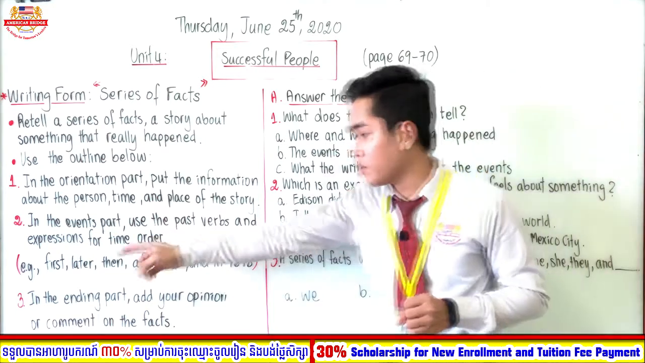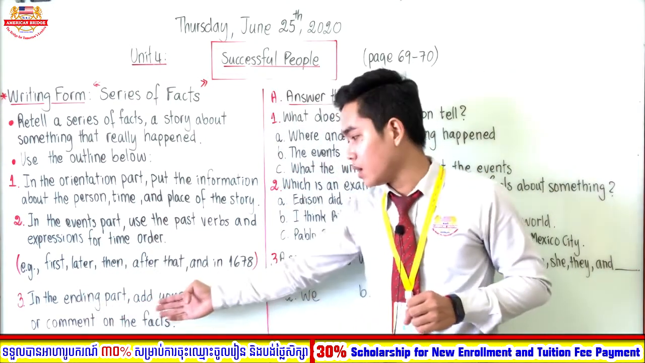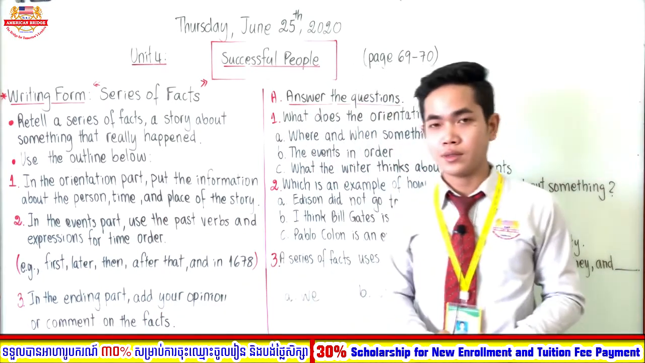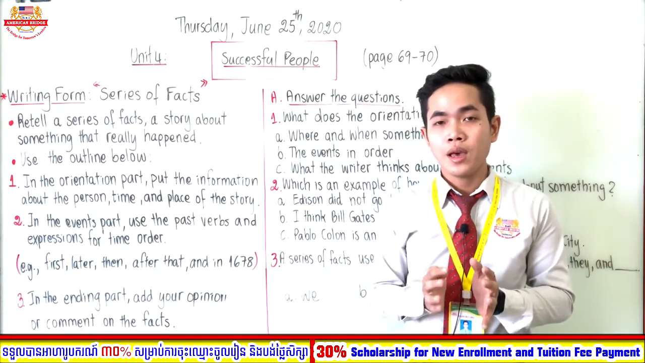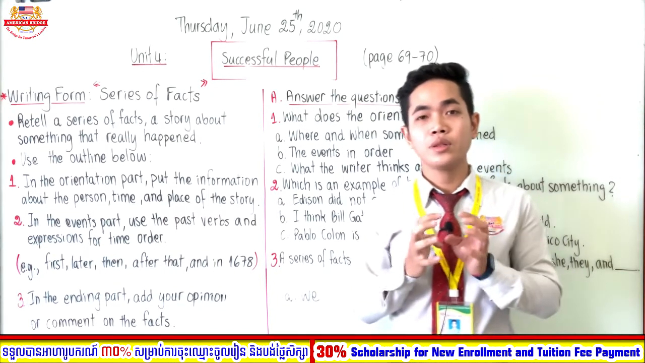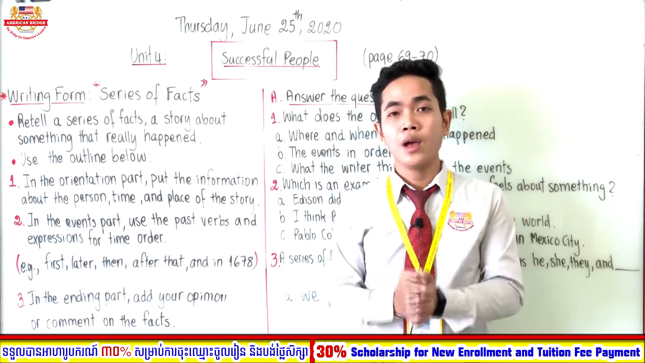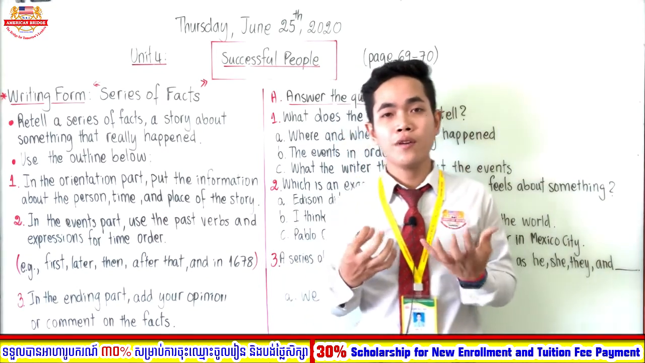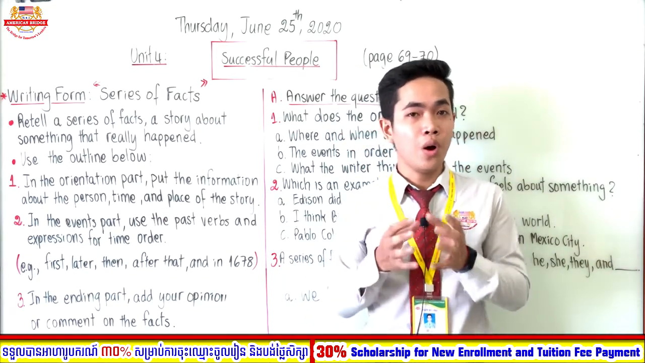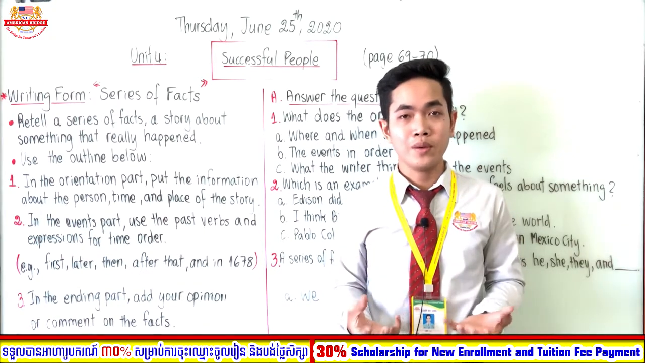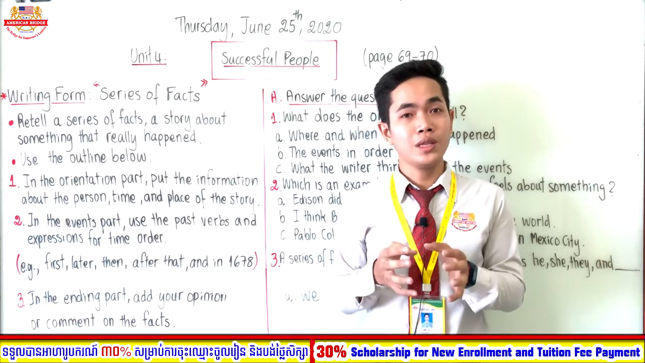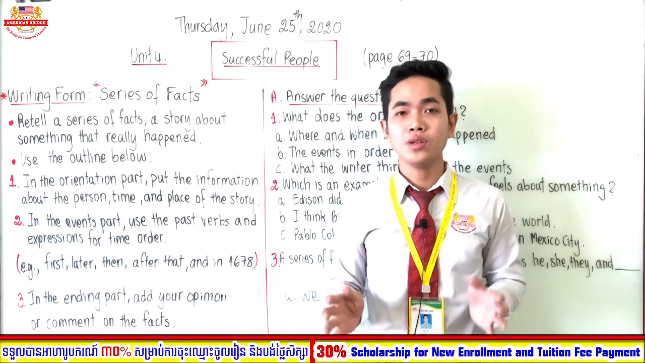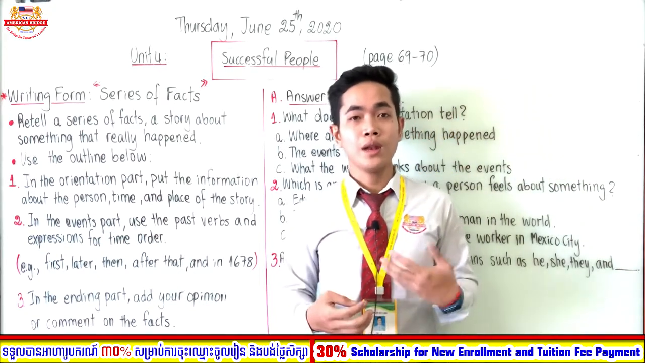Number 3, the ending part. In the ending part you need to add your opinion or comment on the facts. In our series of facts, it's not like what you have learned before. In the previous video, in a series of facts you could not add your own idea or opinion about what happened in the story. But in our new lesson today, in the series of facts, you can also add your ideas or opinion about the story that happened.